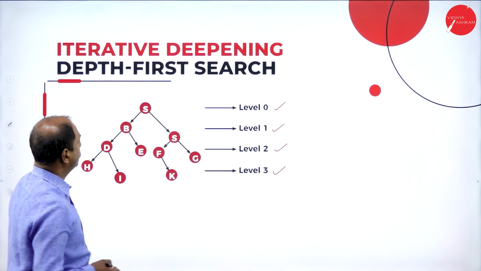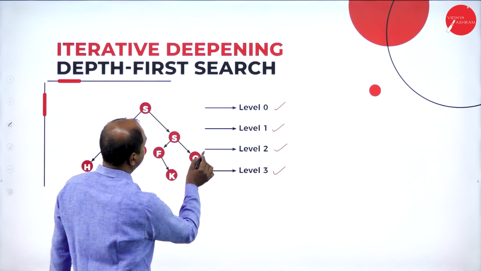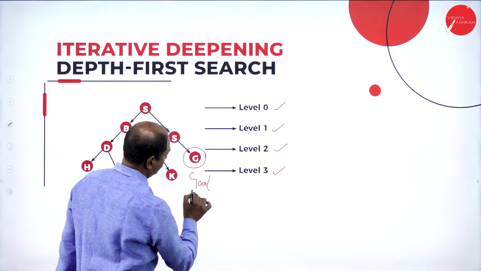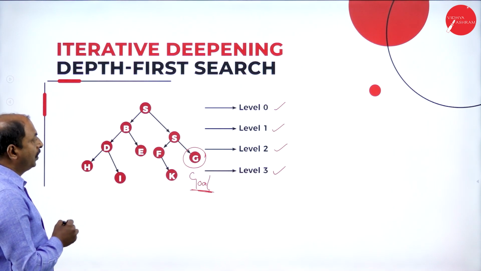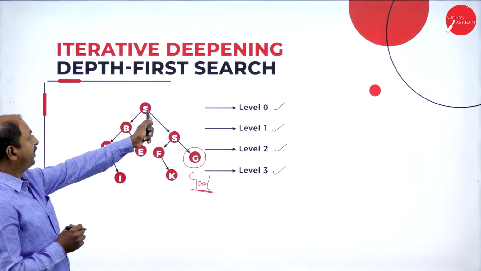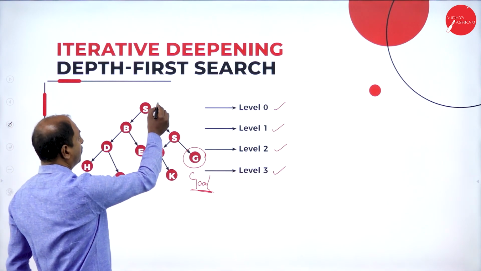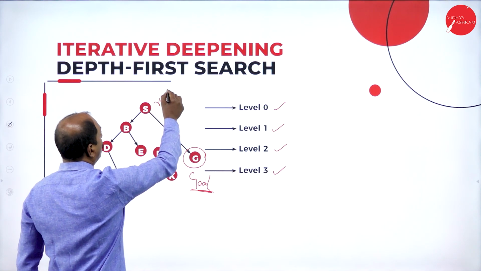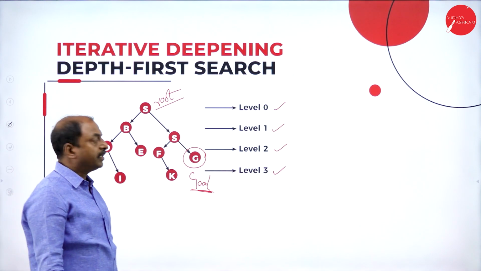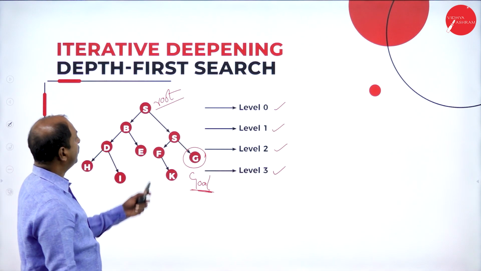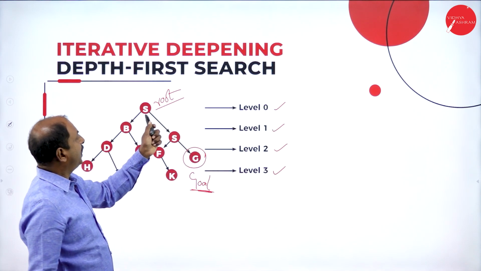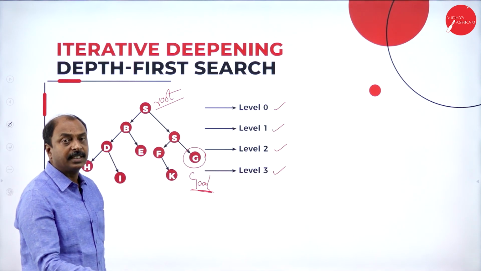So here, for example, G is the goal node. When you want to search for this, at level 0 is the starting point, the root from where it starts searching for the goal node. Here, this is level 0, it is not a goal node. Then it is going to increase the limit.